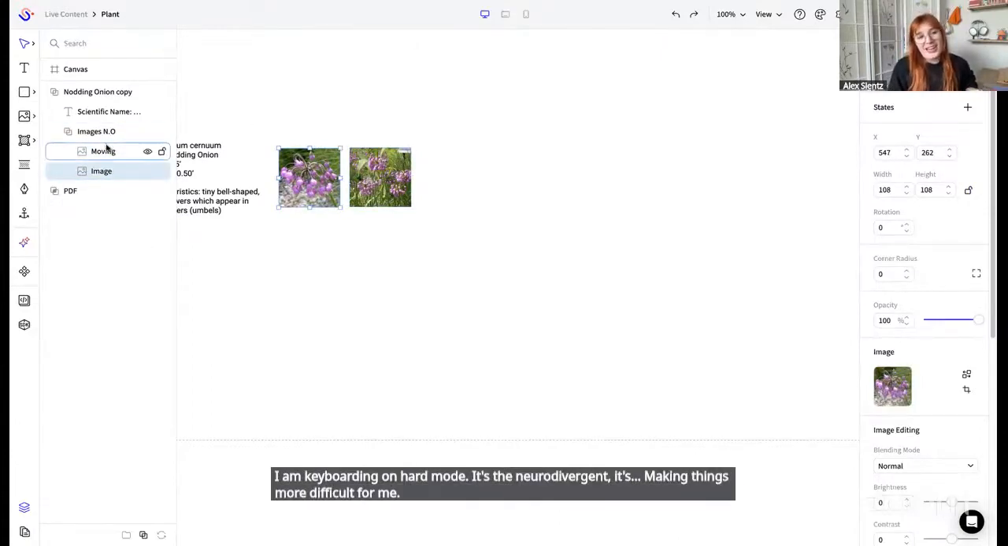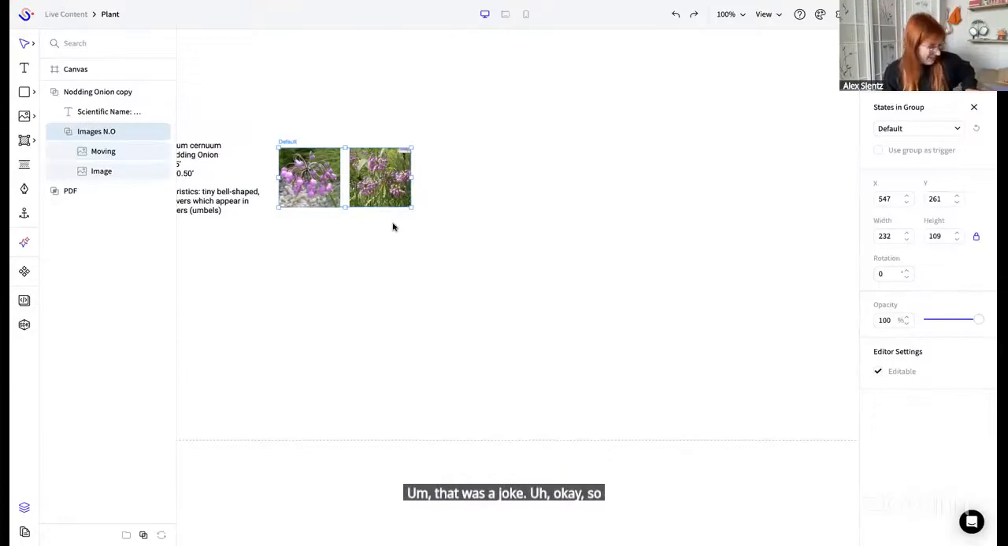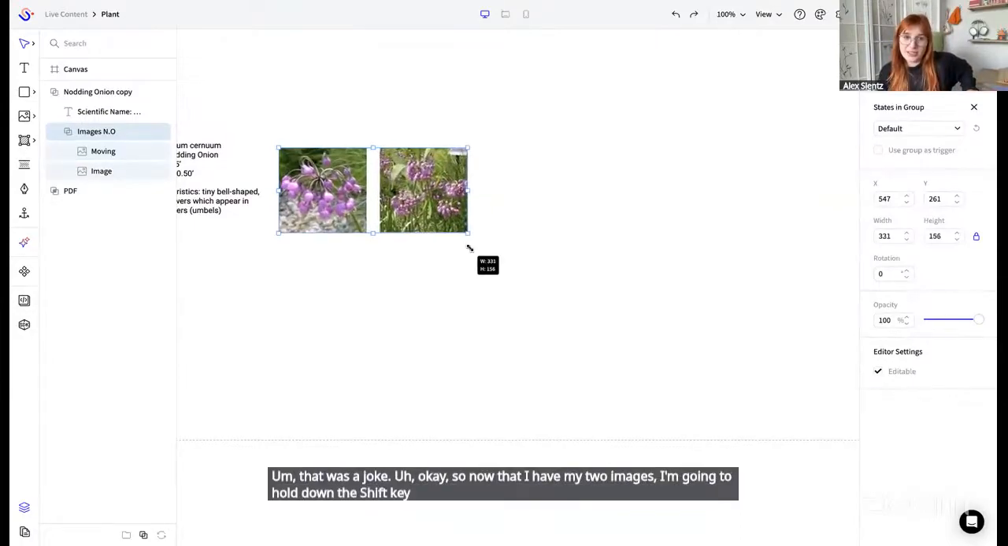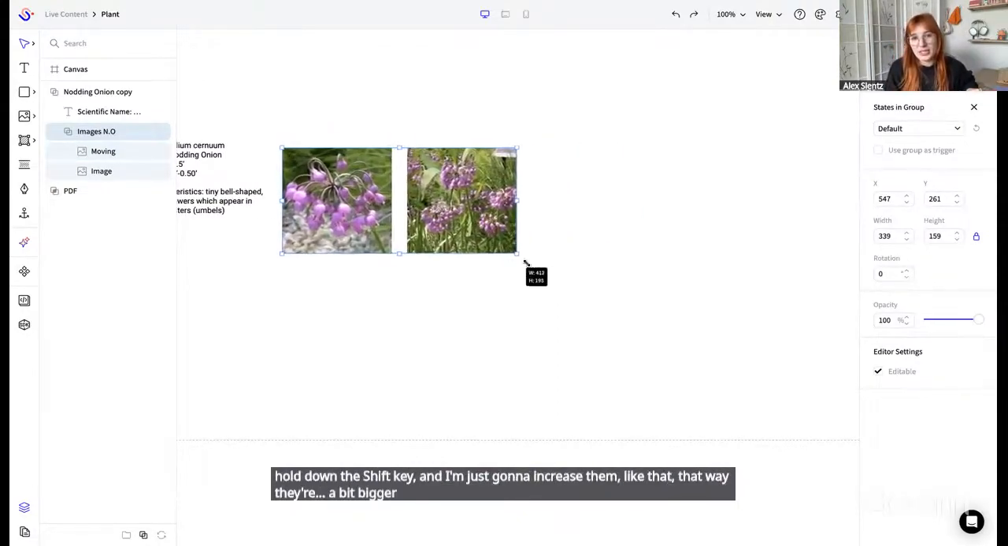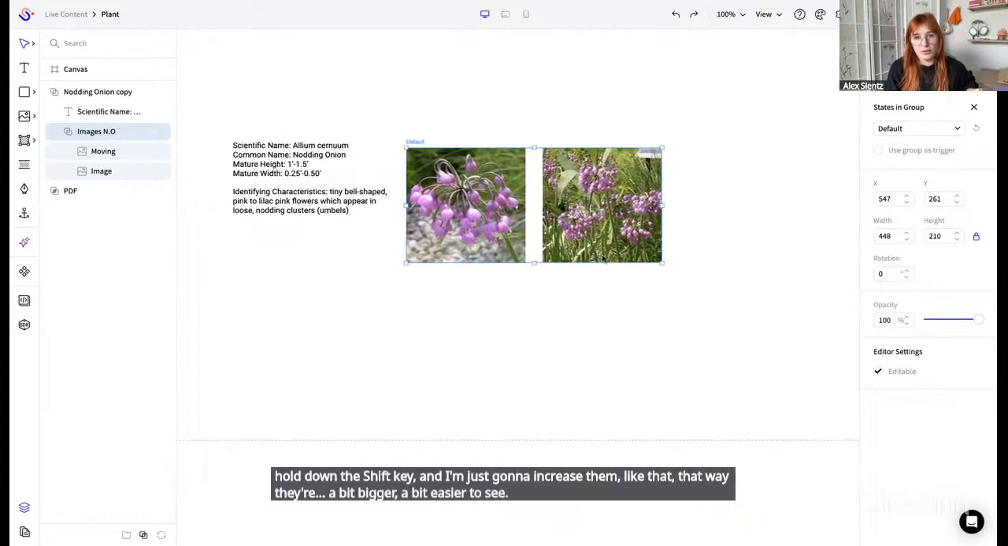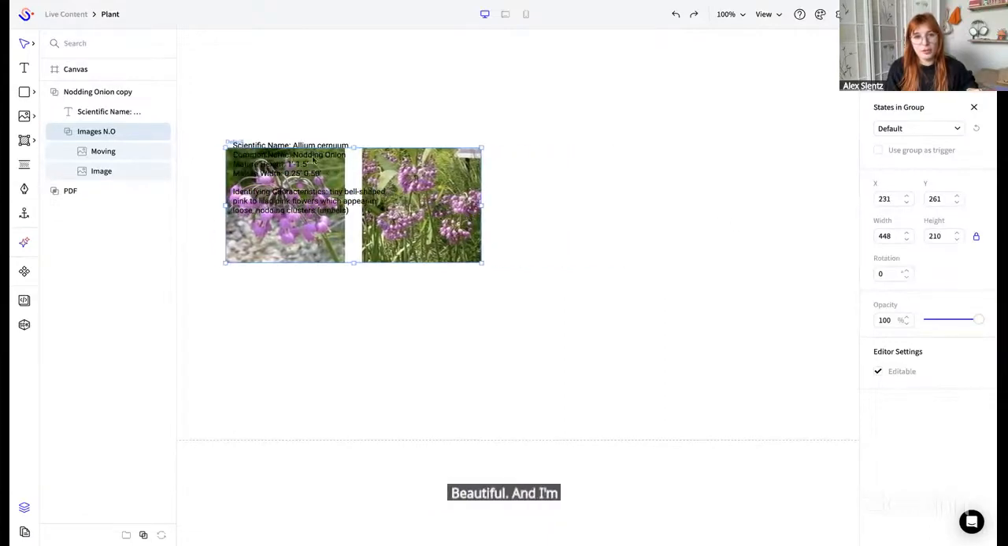That's a joke. Okay, so now that I have my two images, I'm going to hold down the shift key and just increase them like that. That way they're a bit bigger, a bit easier to see. Beautiful. And I'm going to move them over here. I'm also going to move this out of that group.